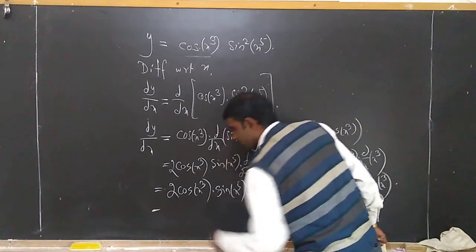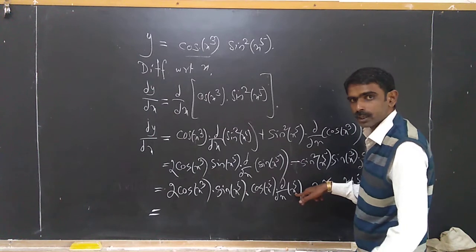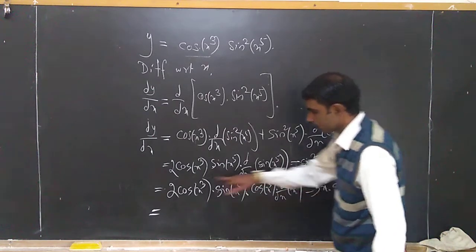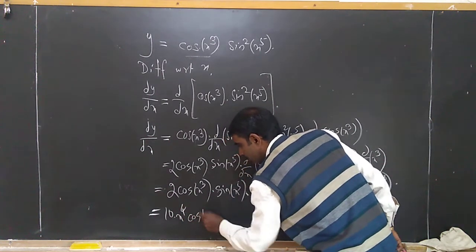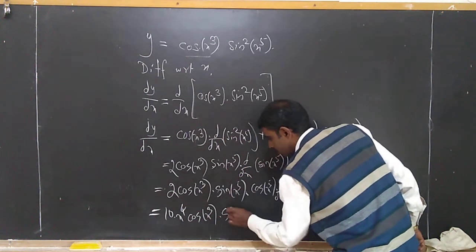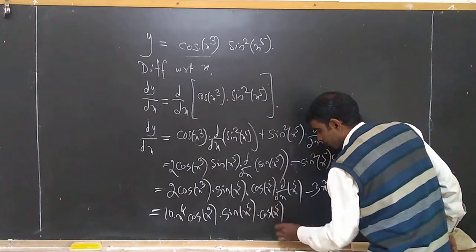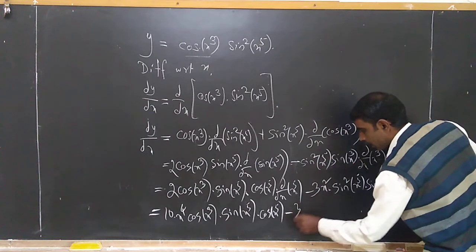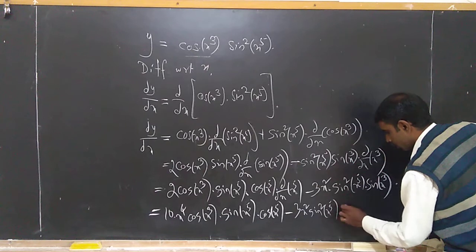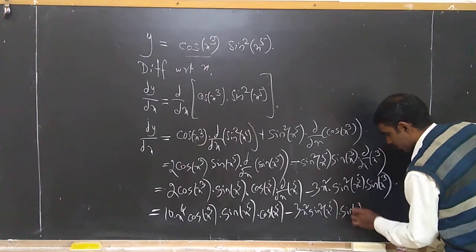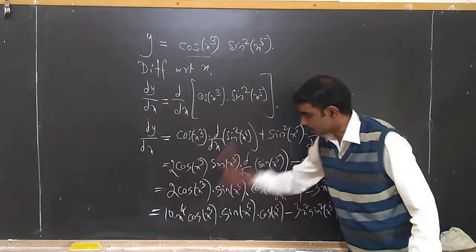So this will be equal to, now what is the derivative of x raised to 5? It is 5 into x raised to 4. 5 into 2 is 10. So it is 10 into x raised to 4 into cos of x cube into sine of x raised to 5 into cos of x raised to 5, minus 3x square into sine square of x raised to 5 into sine of x cube. So this is how you find the differentiation.